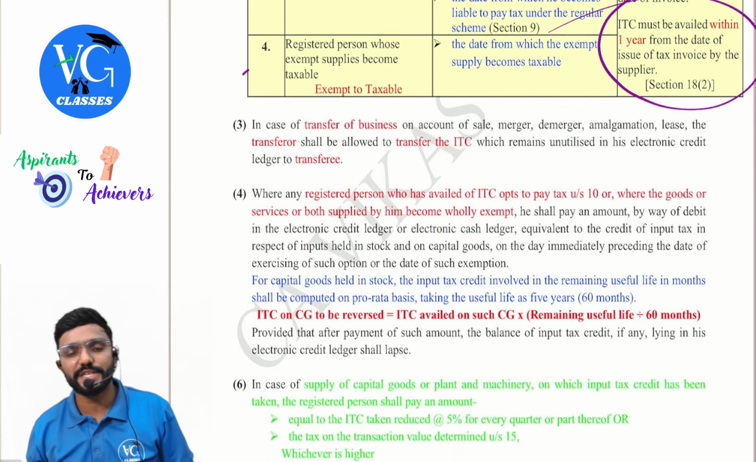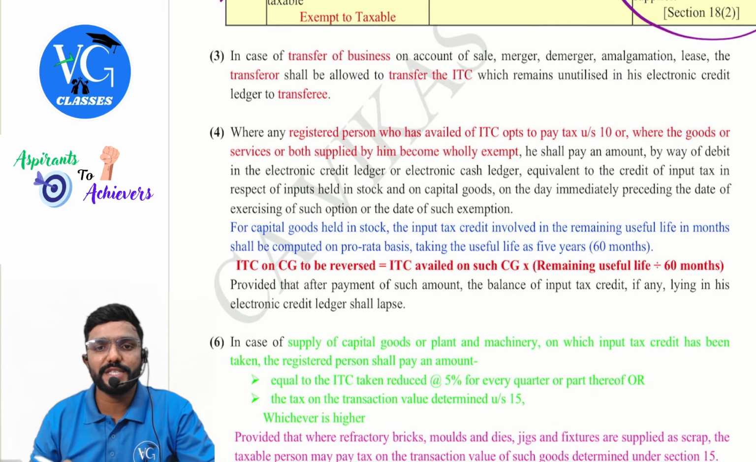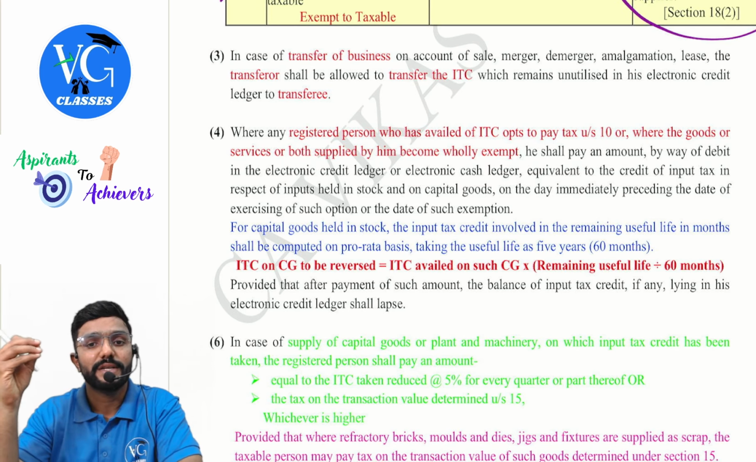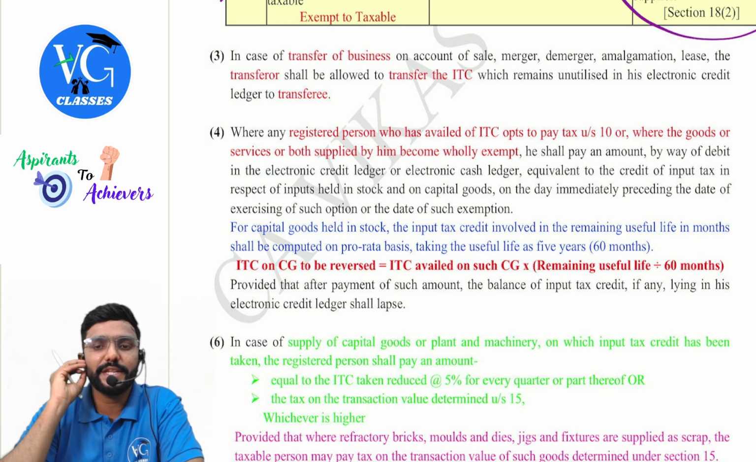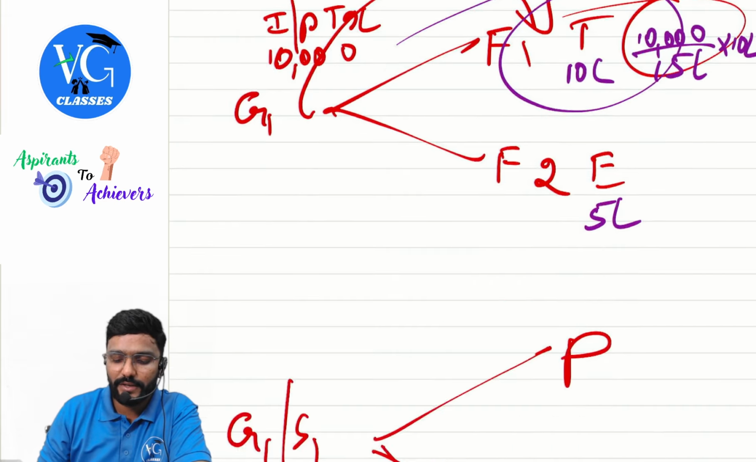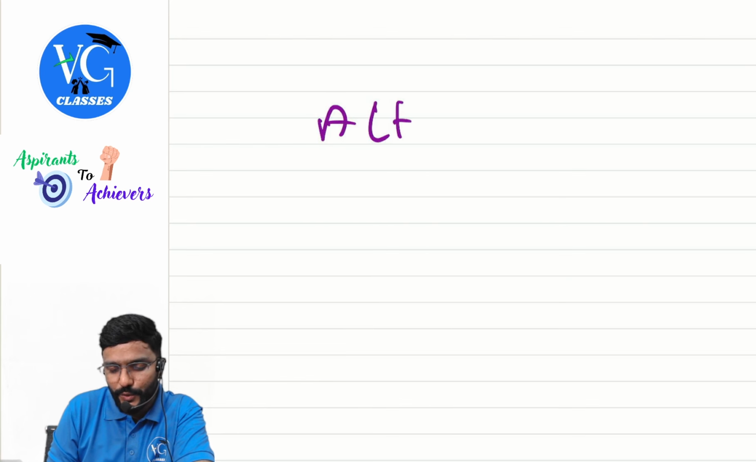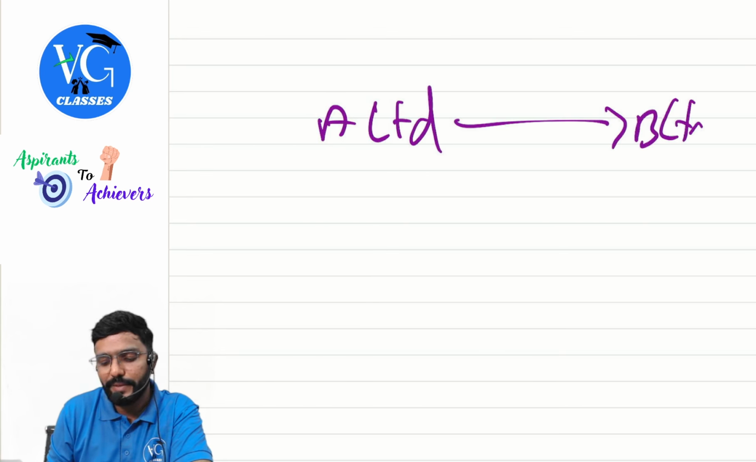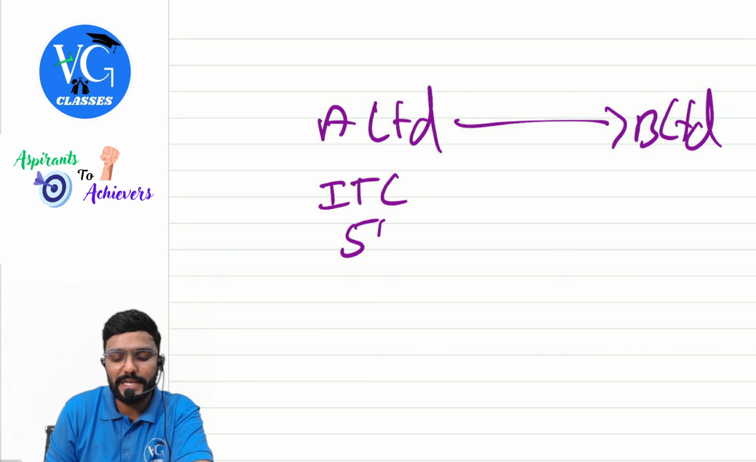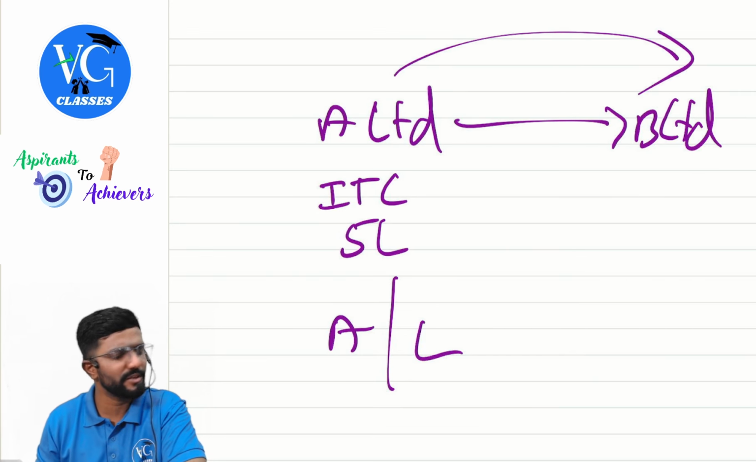So now coming to 18 subsection 3. In case of transfer of business on account of sale, merger, demerger, amalgamation, or lease, the transferor shall be allowed to transfer the ITC which remains unutilized in his electronic credit ledger to the transferee. Now, sir, A Limited has been sold to B Limited. Now A Limited had an unutilized ITC of 5 lakhs, sir. Now all the assets and liabilities of A Limited will become the assets and liabilities of B Limited.